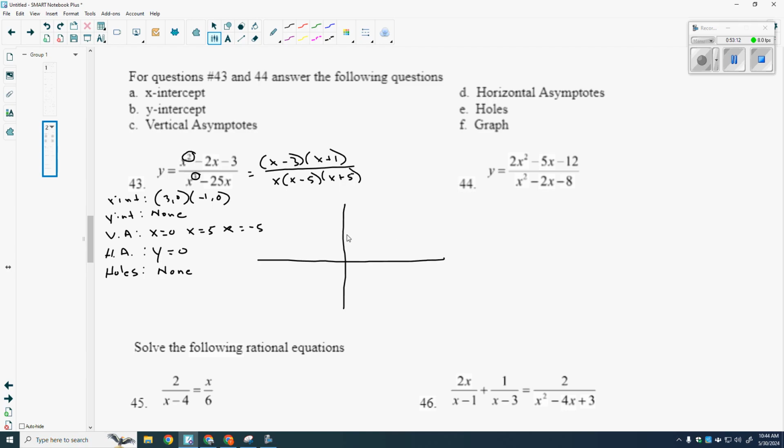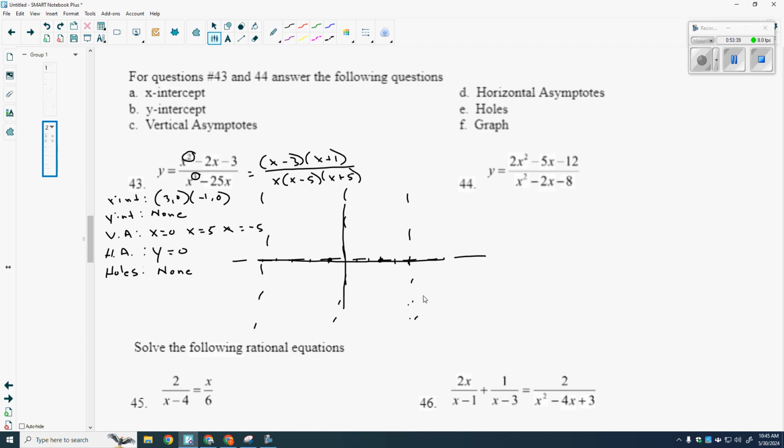Plotting all my key information. (3, 0), (-1, 0), x equals 0. Do you see the difference? One is an xy coordinate, and one is a vertical line. Y equals 0 is my horizontal asymptote.